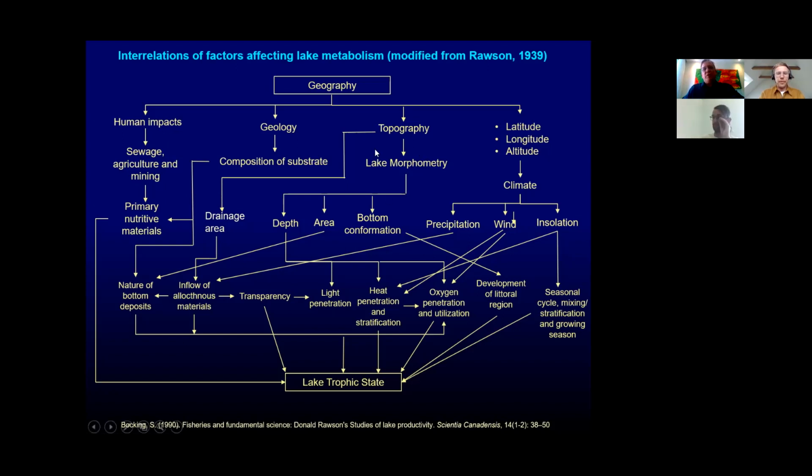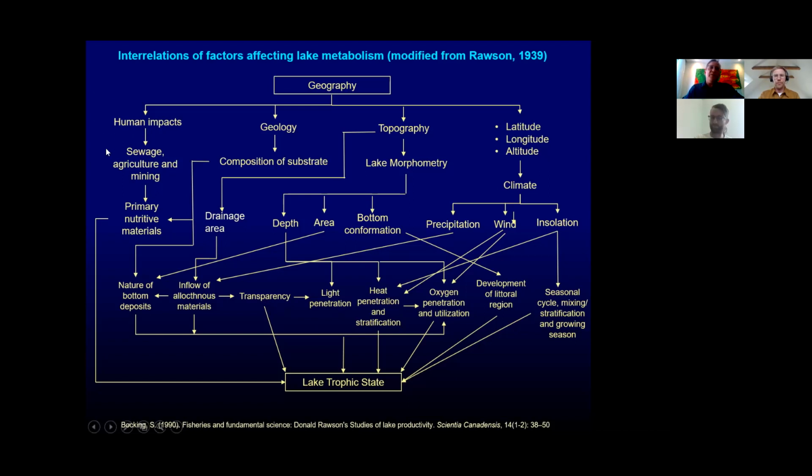As well, we have the topography influencing the lake morphometry, as well as the drainage area with all the inflows from land-based areas, like river inflows, for instance. In lake morphometry, we have the depth, the area, and the bottom conformation that rules the nature of the bottom deposits and the inflow of allochthonous materials, the transparency, light penetration, heat penetration, and stratification. The geology, of course, in terms of the quality and nature of the substrate is quite important, like the soils in the watershed and the type of sediments in the lake.